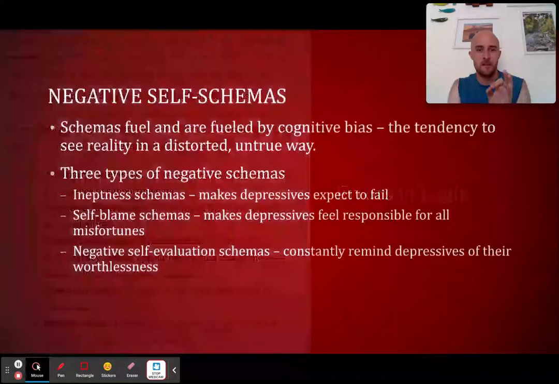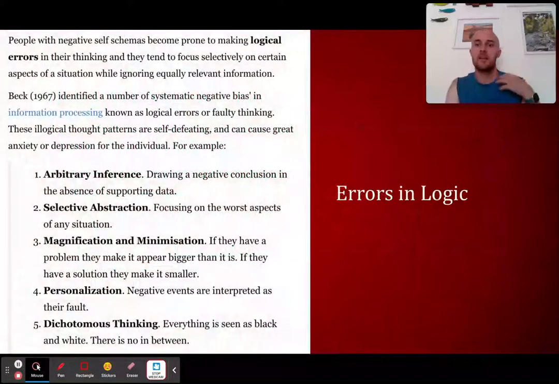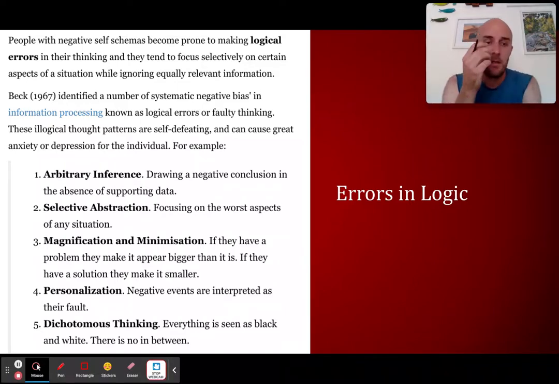These are self schemas, and these are errors in logic. Errors in logic are just faulty ways of thinking. These errors in logic will fuel the schemas, and the schemas will fuel these errors in logic. So they go round on each other, and they just fuel each other. I just want to point out a couple of these. People with depression do not think in rational ways. They think they do, and they think what they are thinking makes perfect sense, but it doesn't.